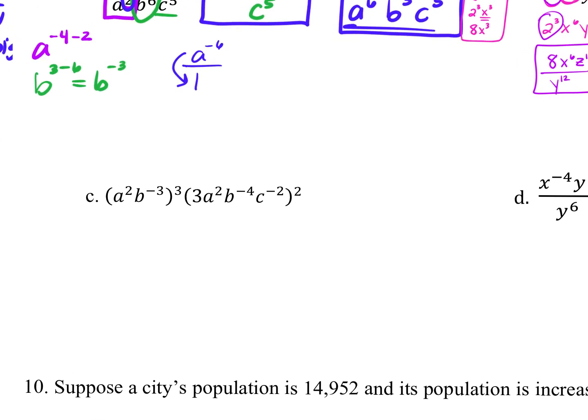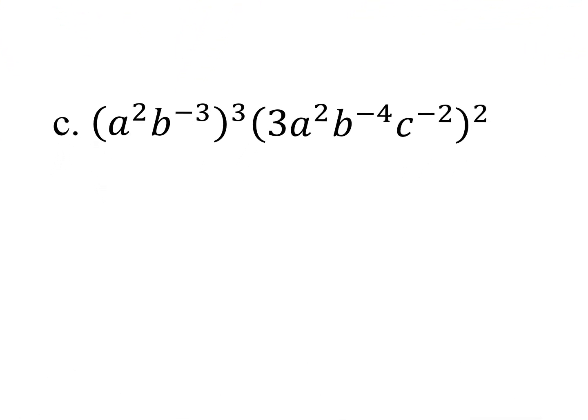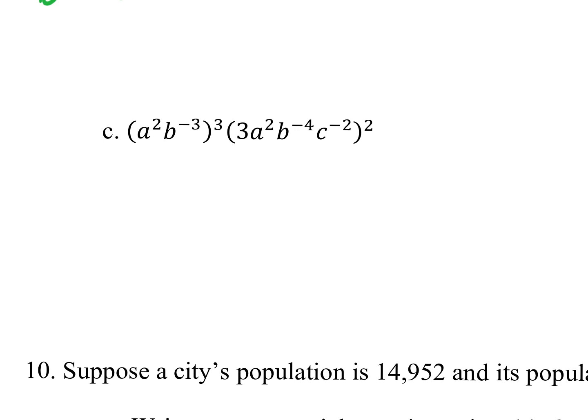This one's very similar. We'll just do it together because we're going to run out of time. So there's 2 different things that are being taken to powers here. Okay? That first chunk is taken to the third power. The back chunk is taken to the second power. So you're going to cube these 2 things. So a to what power? 6. You're multiplying. 2 times 3 is 6. B to what power? Negative 9.